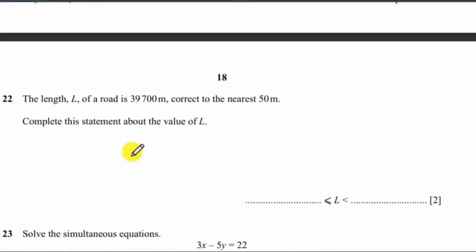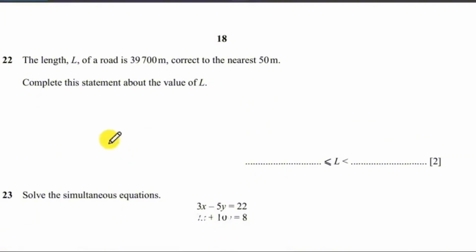Then the last page, the length L of a rod is 39,700 meters, correct to the nearest 50 meters. Complete the statement about the value of L. You can take note that here we're not used to rounding to the nearest 50 meters. We used to round to the nearest 10, 100, 1,000, 10,000.